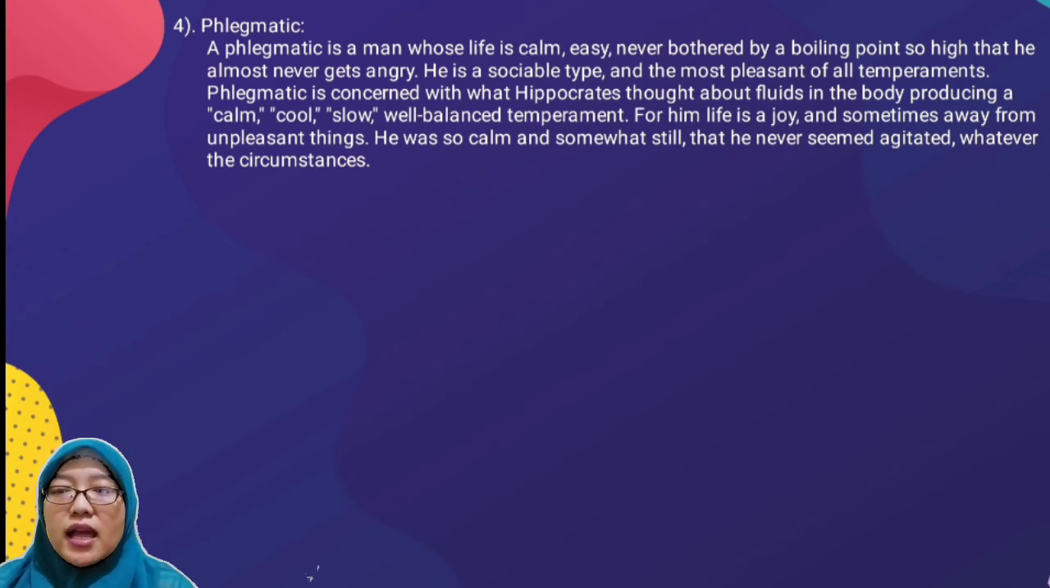Okay, phlegmatic. A phlegmatic is a man whose life is calm and easy, with a boiling point so high that he almost never gets angry. He is a sociable type and the most pleasant of all temperaments. Phlegmatic is connected with what Hippocrates taught about fluids in the body producing a calm, cool, slow, well-balanced temperament. For him, life is a joy, and sometimes he stays away from unpleasant things. He was so calm and somewhat still that he never seemed agitated, whatever the circumstances.